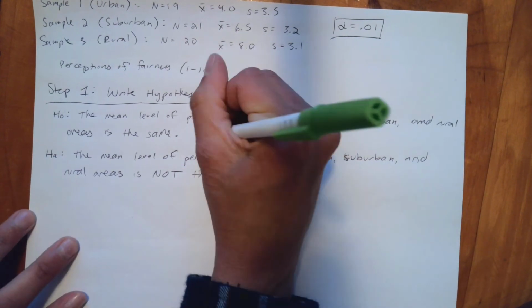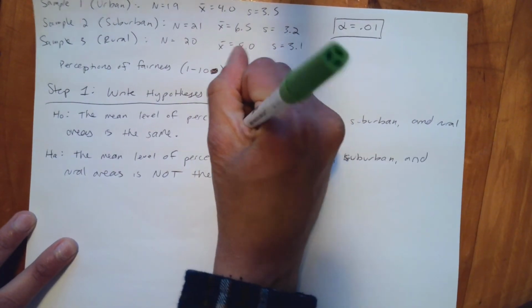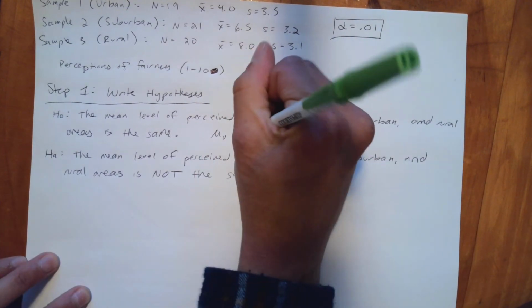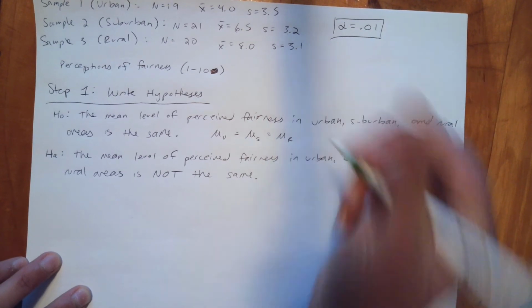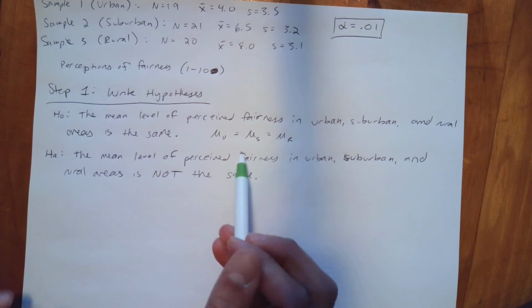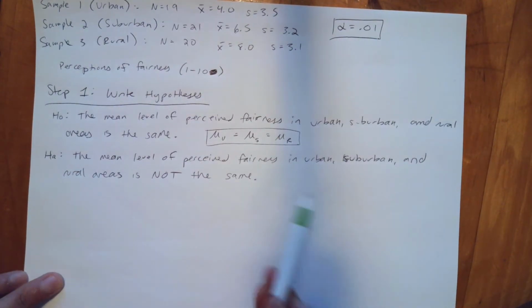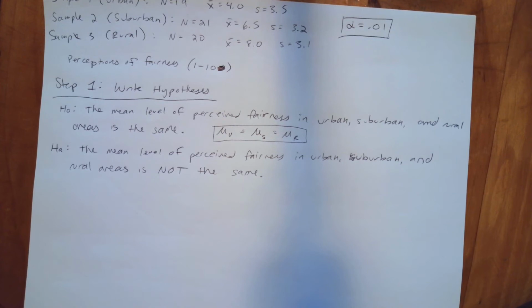So as a reminder, the null hypothesis can be written like this, where the population mean for urban areas is equal to the population mean for suburban areas, which is equal to the population mean for rural areas. But there really is no equivalent kind of phrasing for the alternative hypothesis. So we just leave it like this. And for these, again, I recommend just write it out in words, because I think that's the best way to accurately portray what the hypotheses are.